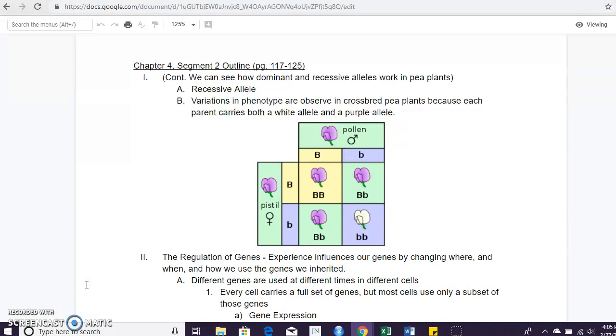So we can see that only when a flower or a flower offspring would receive two lowercase b's would the resulting recessive color be present in the phenotype, which is the outward appearance or expression of genes. In pea plants, the dominant color is purple and the recessive color is white. Variations in phenotype are observed in crossbreed pea plants because each parent carries both a white allele and a purple allele, and this is demonstrated here.